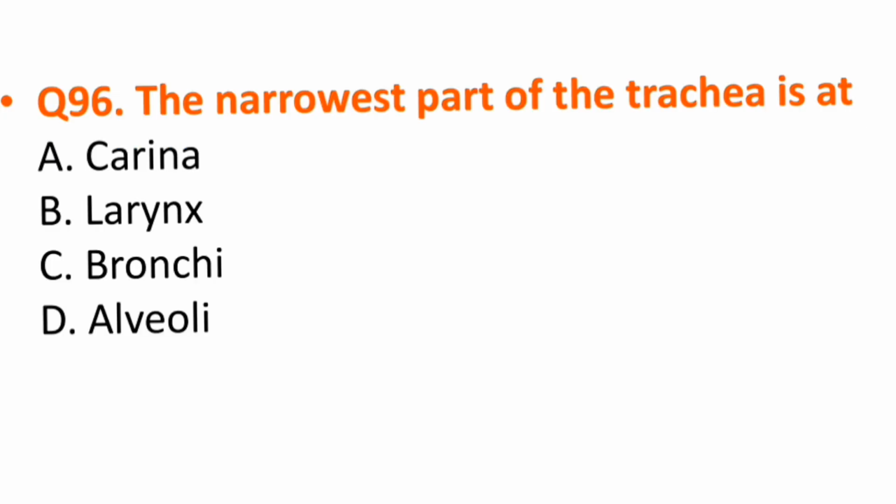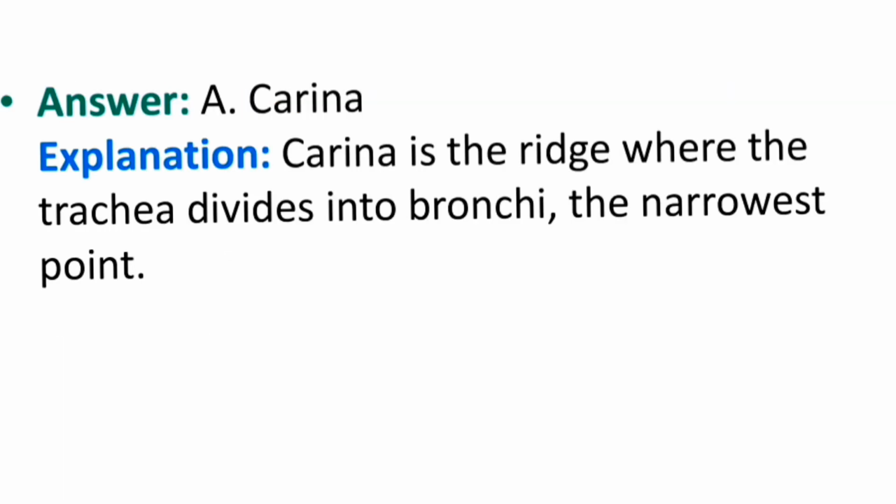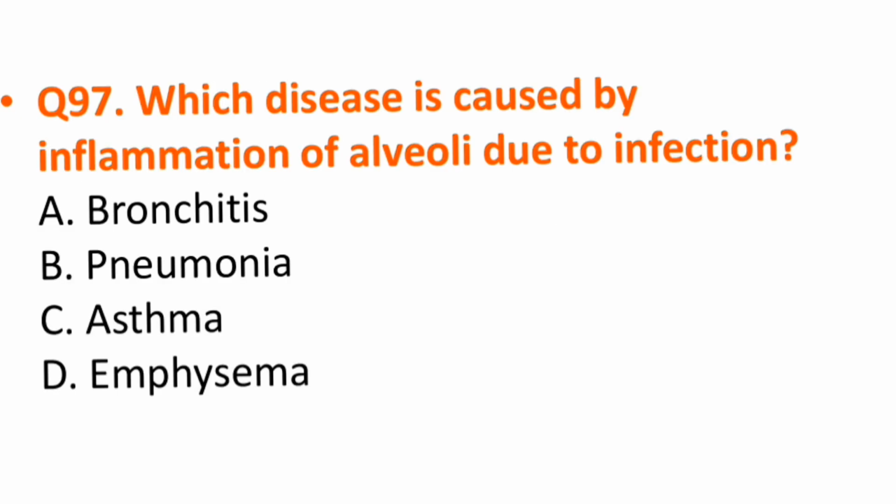The next question. The narrowest part of the trachea is at option A carina, option B larynx, option C bronchi, option D alveoli. The correct answer is option A, carina. Carina is the ridge where the trachea divides into bronchi, the narrowest point.